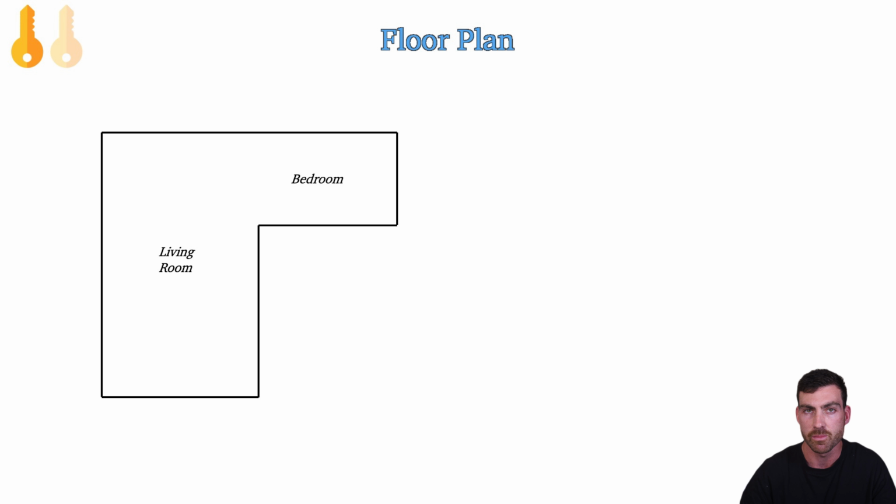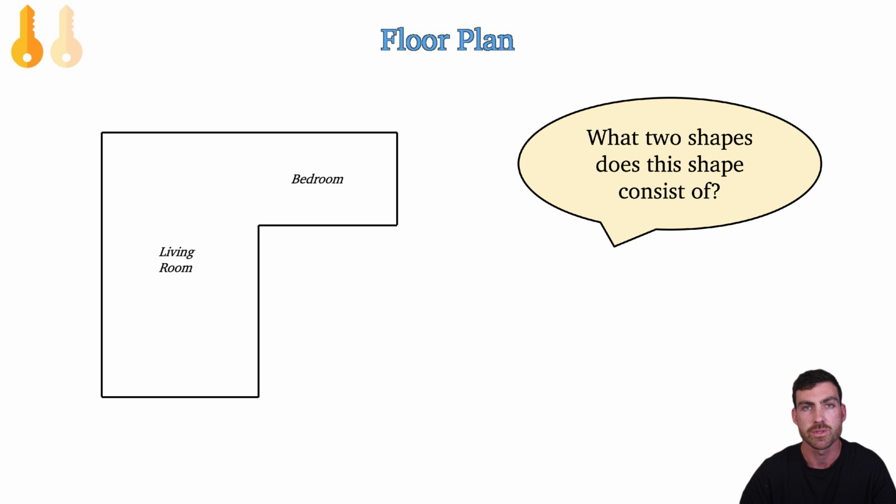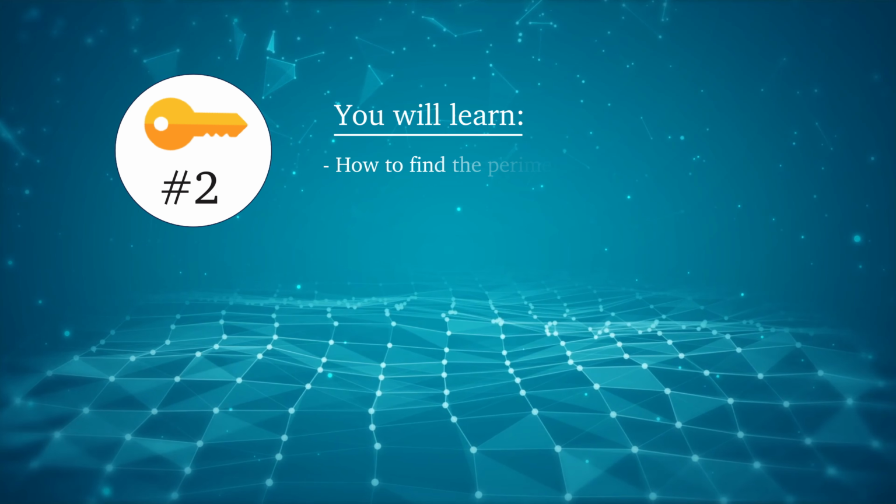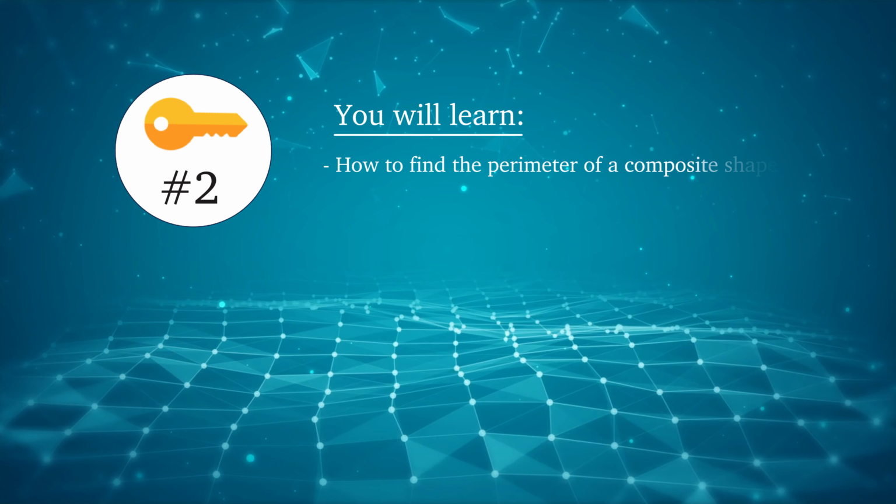Looking at this example, what two shapes does this shape consist of? Yep, two rectangles. Let's now learn how to find the exact perimeter of this shape in the next key. In this section, you will learn how to find the perimeter of a composite shape.